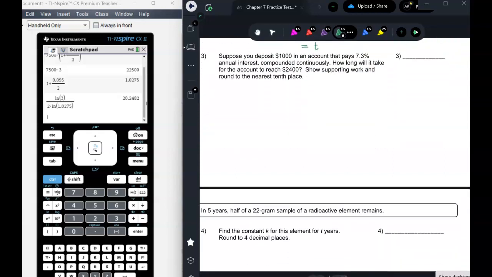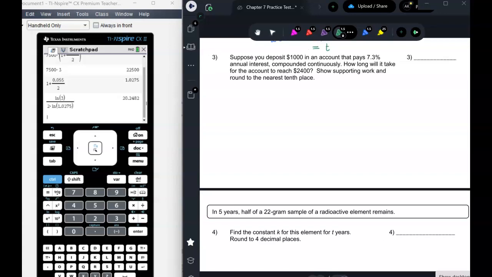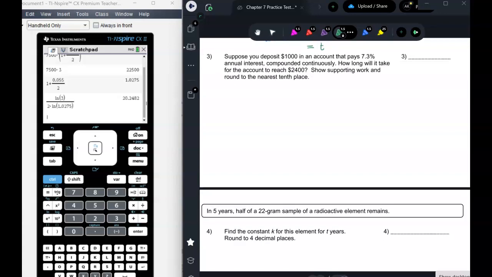Okay. Now suppose you deposit $1,000 into an account that pays. So this is our principal. 0.073 is the rate. And this time it's compounded continuously. Which means this is the A equals P e to the rt.